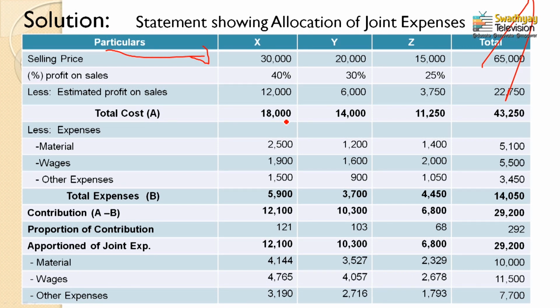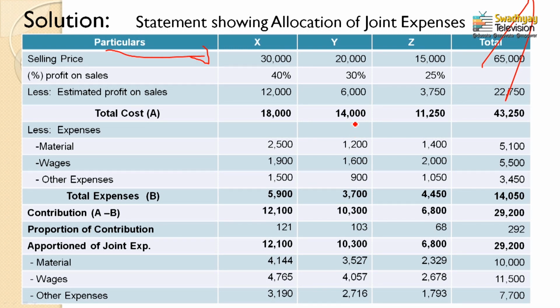We applied the same formula, that is, cost price is equal to S minus P, selling price minus profit. The same way we are trying to find out for Y also. What is the selling price for Y? That is 20,000. What was the percentage applied on the selling price of Y? That is 30%. So 30% on 20,000, which comes to 6,000 rupees, will be deducted from the selling price of Y. So the remaining amount comes to 14,000.